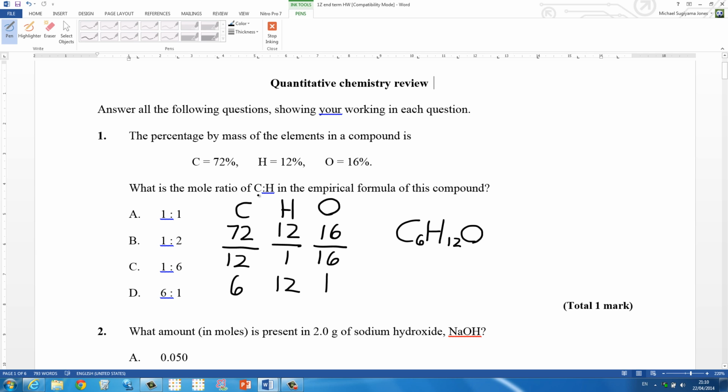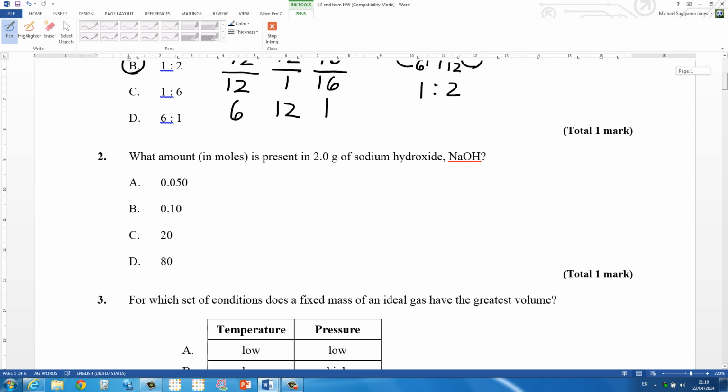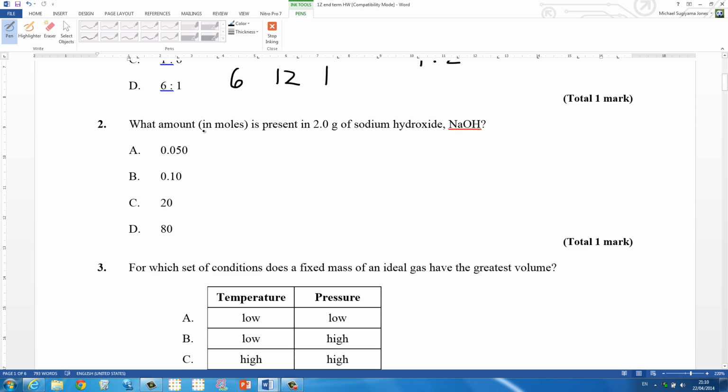and it's asking for the C to H ratio in the empirical formula. So we got 6 to 12 and that can be simplified down to 1 to 2. So the correct answer there is B. So moving on to question 2. This is a moles question.